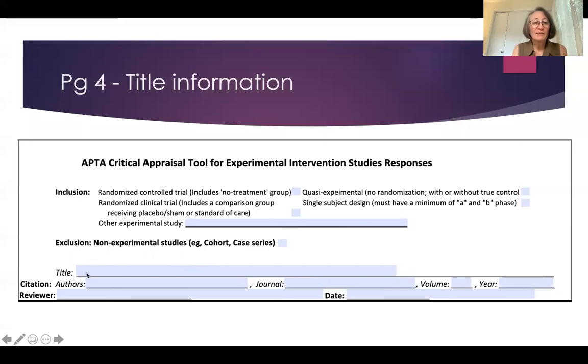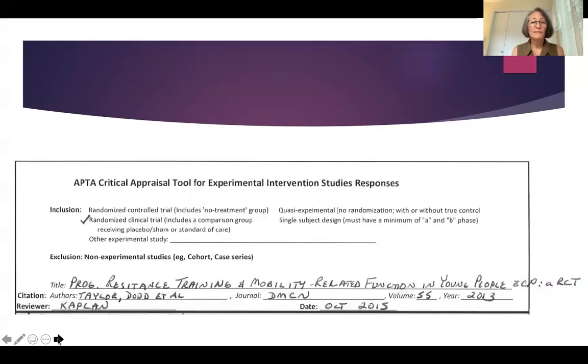You see below that you have fields to put the title of the study, who the authors are, the journal, volume, and year, and a place for your name as the reviewer and the date that you reviewed it. So for the Taylor article, this is a randomized clinical trial with comparison group. It has the title, the authors, the journal, the year, and the volume, and then myself as reviewer.